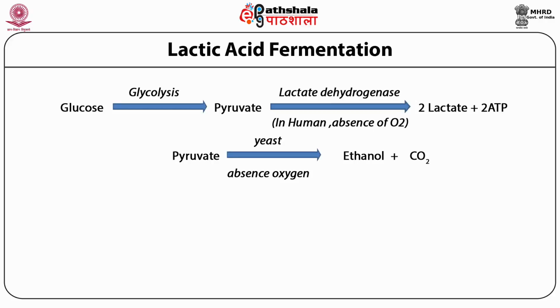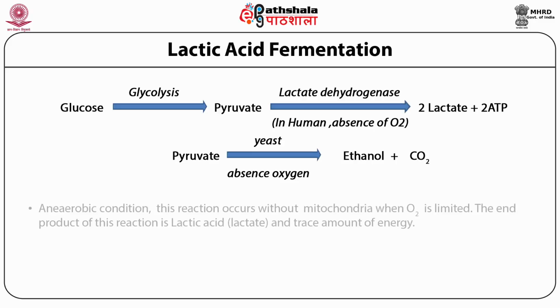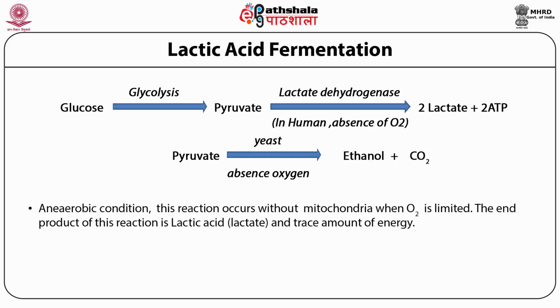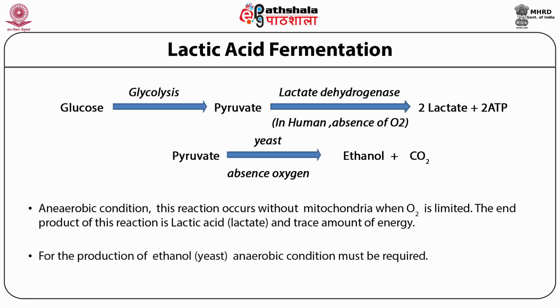During aerobic reaction, glucose converts into 2-carbon pyruvate in the presence of oxygen, and then is oxidized into carbon dioxide and water. This reaction releases more energy than the anaerobic reaction. For the production of ethanol in yeast, anaerobic condition is required.